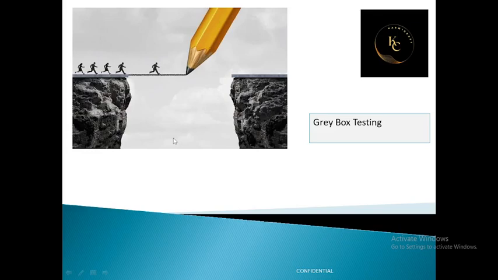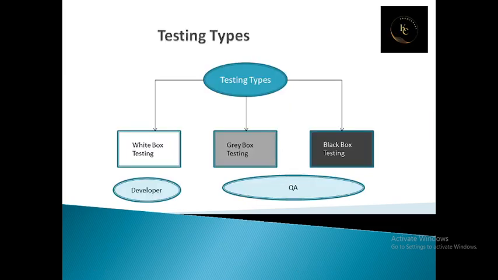Hello everyone. Today's topic we're going to discuss is: do QA need gray box testing? Before we go into a conclusion, let's discuss some of the testing types. Generally there are three types of testing. One is white box testing, another is gray box testing, and the third one is black box testing.